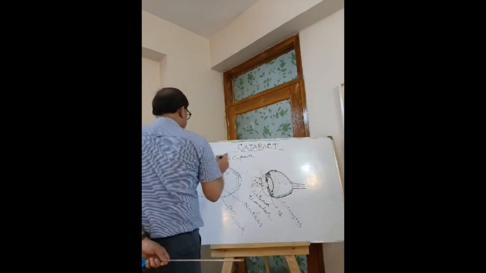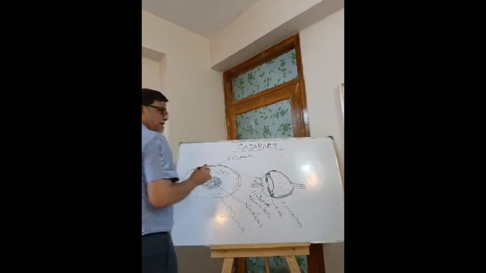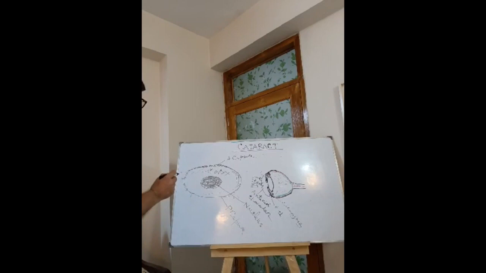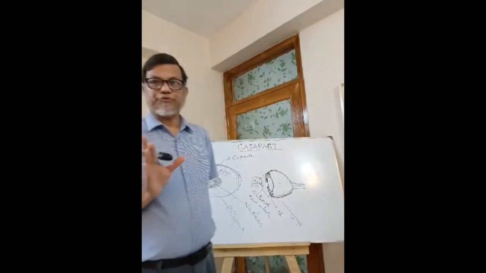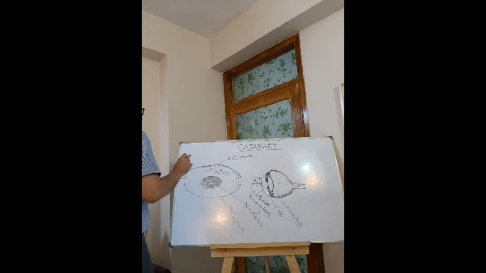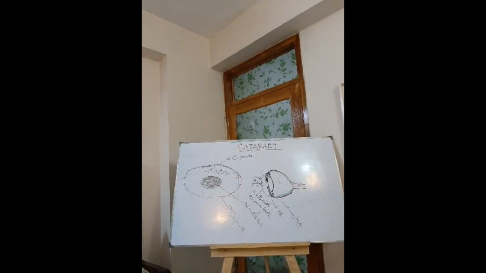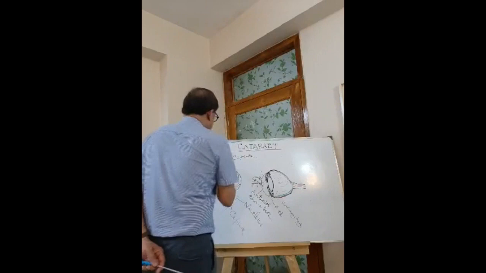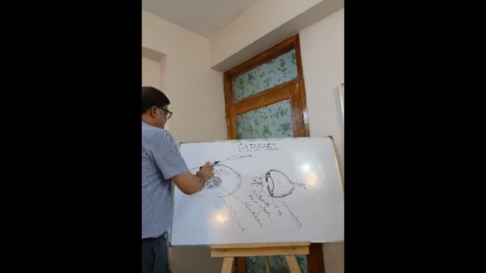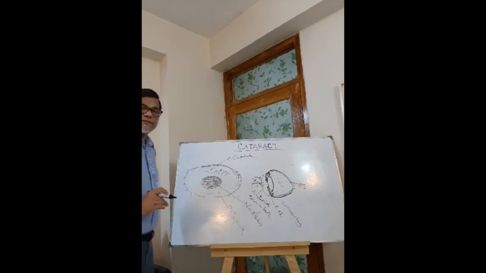Now, the anterior capsule is lined by a single cuboidal epithelium, and it has a great role in physiology to maintain the transparency of the lens. The epithelium becomes fiber in the cortical region, and this fiber will go to the nucleus, become denser, and make the nucleus.